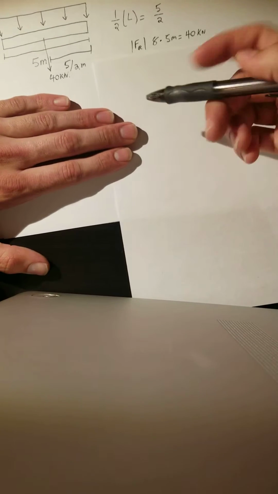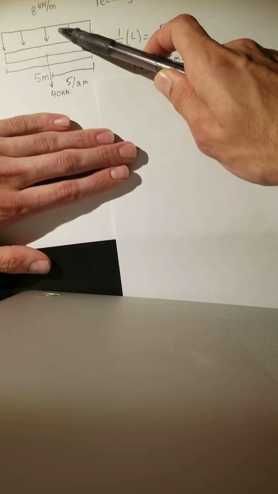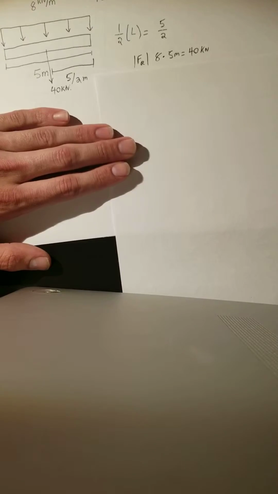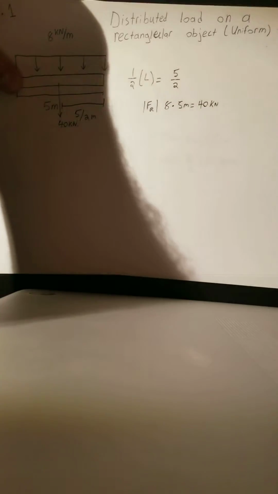Next thing we're going to do is find the resultant force. So we're going to take the 8 kilonewton force from up here and multiply that by the length. So that's 8 times 5, and that's going to give us 40 kilonewtons. So the resultant force is going to be right in the middle at 2.5 meters, and that's going to be 40 kilonewtons. So not too bad for that one.